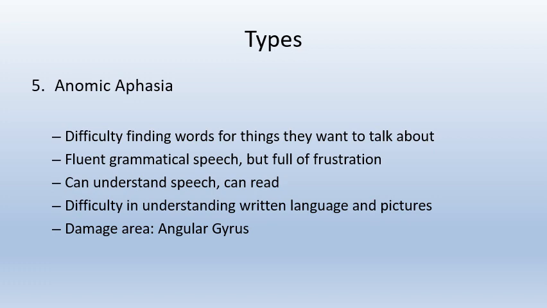Next is anomic aphasia. In this problem, the person finds it difficult to find names for the things they want to talk about. There is fluent grammatical speech, but full of frustration because the person is unable to find the precise words required to make the other person understand what he wants to say. Patient can understand speech, can write, but finds it difficult in understanding written language and pictures. And the damaged area is angular gyrus.